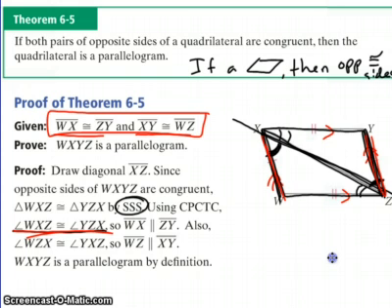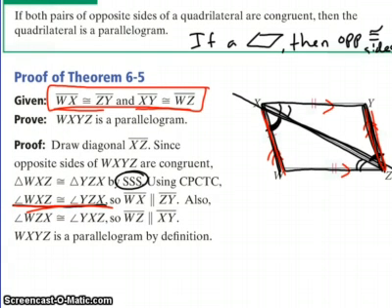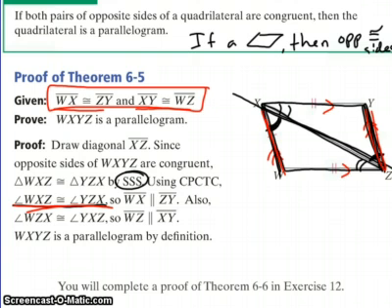You're going to see a couple more proofs, Theorem 6.6 and Theorem 6.7. One of them you'll have to do on your own in an exercise, and that would be a great place to start. Exercise 12. Good luck with that, and I'll see you in the next video.